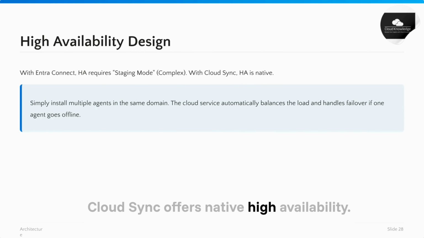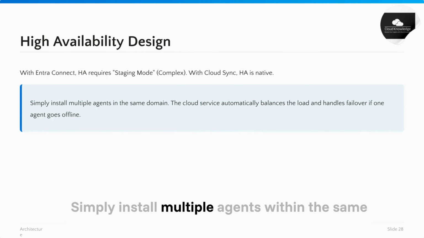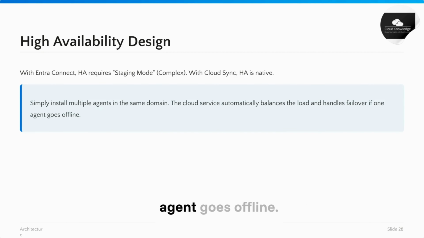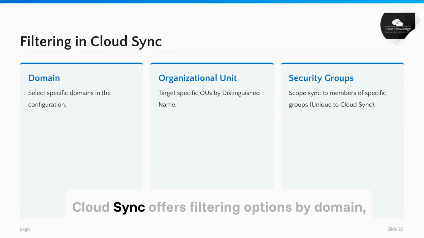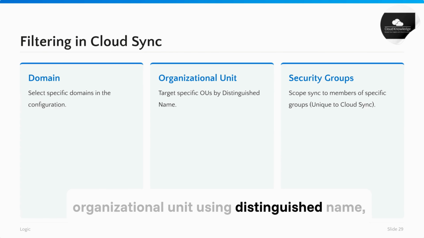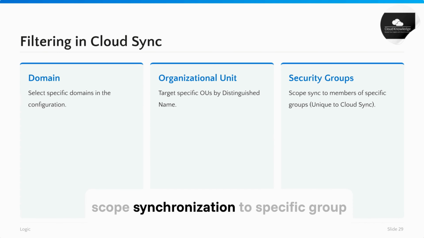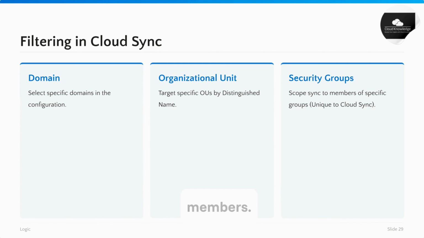Cloud Sync offers native high availability. Simply install multiple agents within the same domain, and the cloud service automatically balances the load and handles failover if an agent goes offline. Cloud Sync offers filtering options by domain, organizational unit using distinguished name, and uniquely, security groups, allowing you to scope synchronization to specific group members.